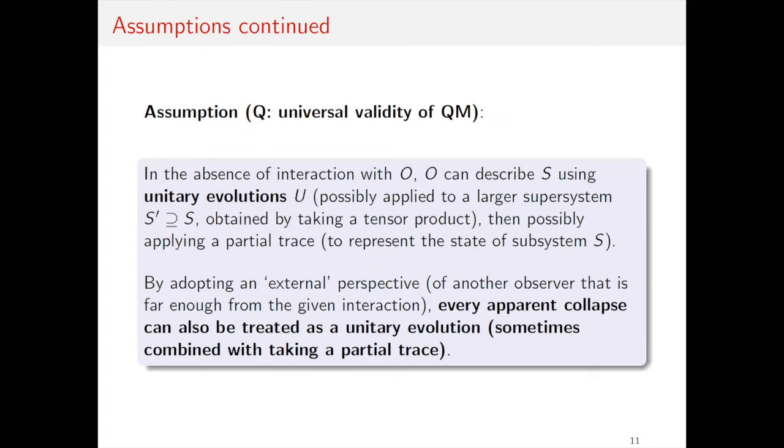Universal validity of quantum mechanics says that when an observer is not interacting with a system, then they can describe the system via the unitary evolution of quantum theory. You could even encapsulate S into a bigger supersystem and then trace out the part so that you describe the subsystem. When the observer O interacts with the system S, he can always adopt an external perspective, so that every apparent collapse can also be treated as a unitary evolution, the dynamics to describe the system.